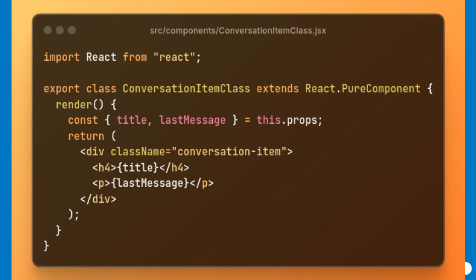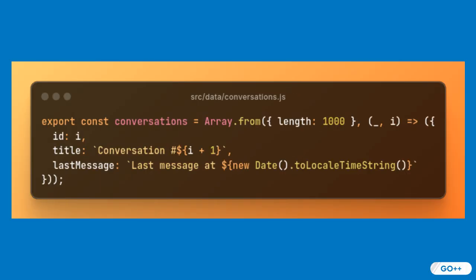This file implements the conversation item as a React PureComponent, enabling shallow prop and state comparison to minimize unnecessary renders during dynamic list updates. This mock data file provides an array of 1,000 conversation objects, each with a unique ID, title, and last message. It is used as the source for dynamic list rendering in both approaches.